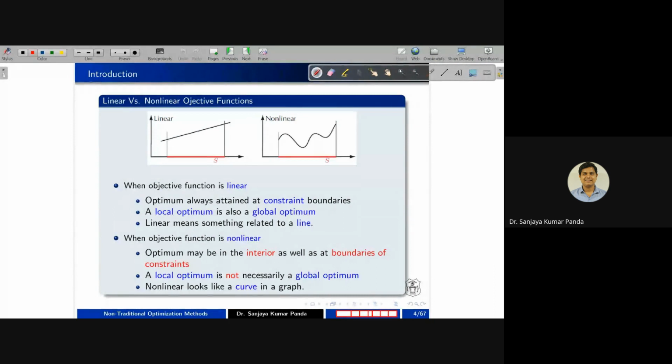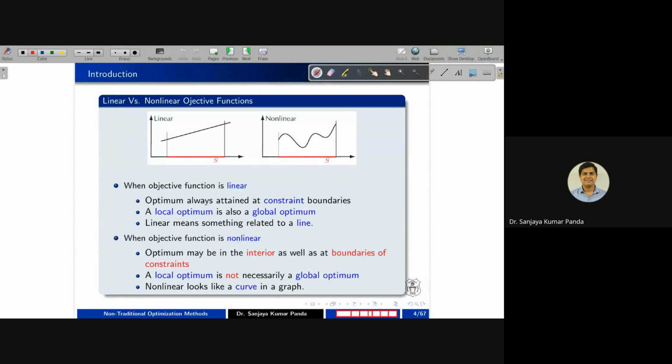As you can see, in the case of a linear objective function, the optimum is always attained at a constraint boundary. You will always find the optimum on a particular boundary. And if you find a local optimum, you can claim that it is the global optimum. For example, if you are solving a problem with a linear objective function and you got a local optimum, and there is sufficient proof that this is a local optimal solution, then you can claim that it is also a global optimum solution.